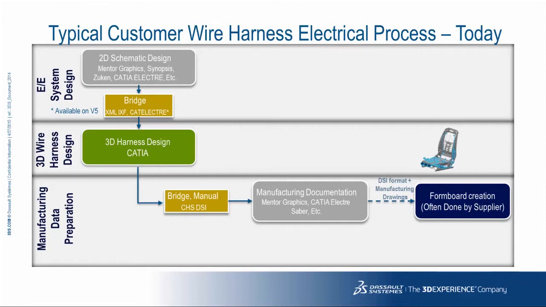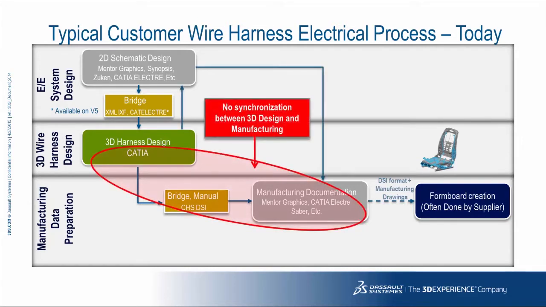Although different possibilities exist, they are all creating intermediate files that have limitations in sending information to the next step. There's no synchronization between the 3D harness design and the manufacturing documentation. This makes it cumbersome and very difficult to update the documentation while the design is changing. This is costly and time-consuming, and in the end it's difficult to optimize and guarantee the quality of the harness.